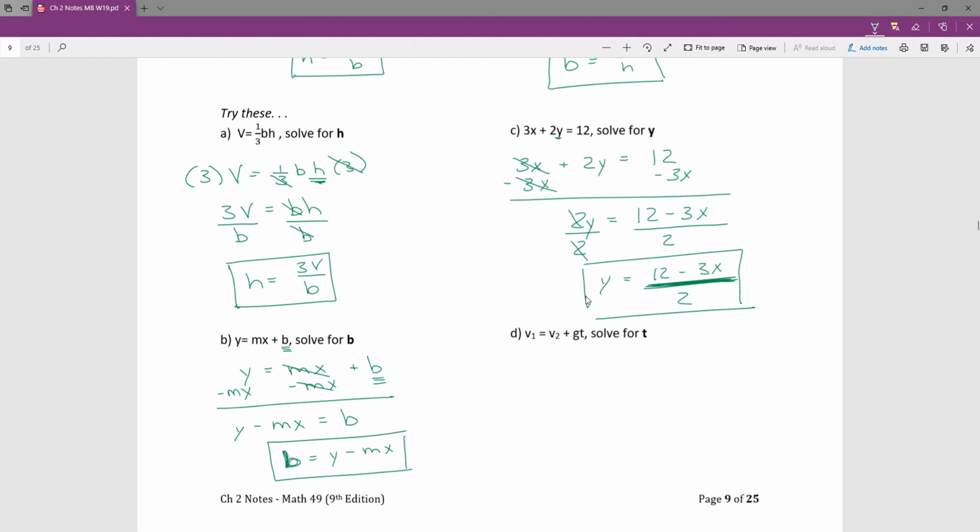All right, so the last one. So this is something that we have, or I've talked about before, in that this V1 and the V2, even though they're the same variable, they're actually different values. So this is an initial velocity and a secondary velocity. So we need to treat them as if they were different letters entirely.